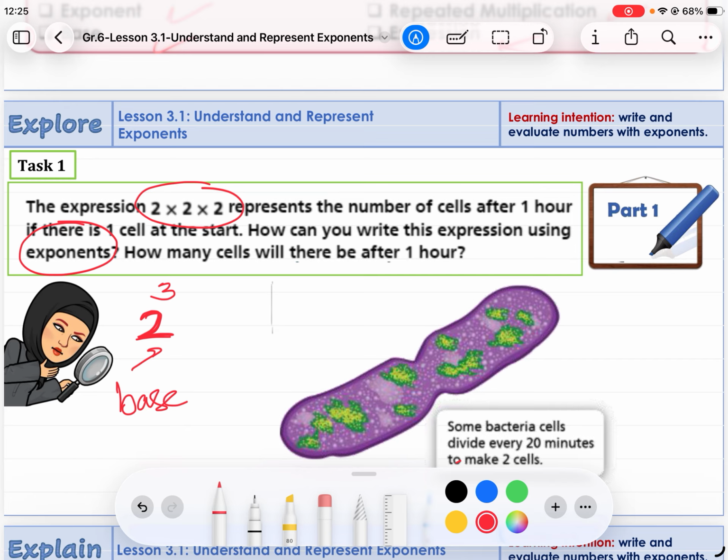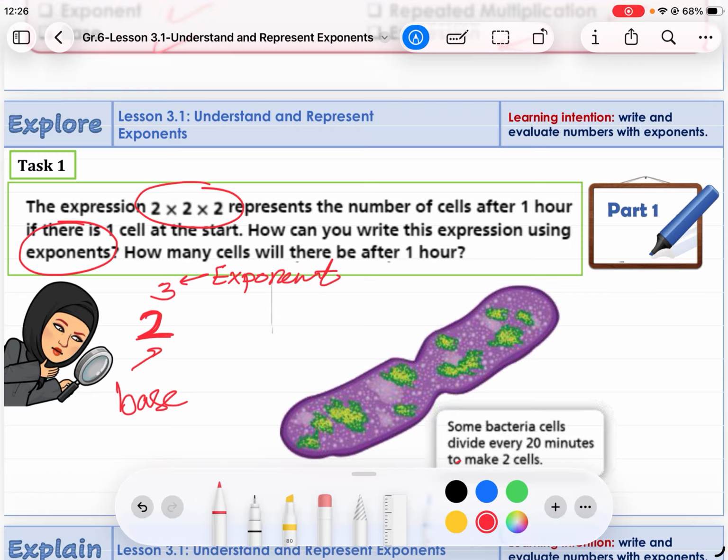2 to the power of 3, or the third power of 2, or 2 cubed. Later on we use it a lot when finding the volume, and 2 squared for area, but that's not the point here. So instead of writing the expression as repeated multiplication, we have a shortcut. We write it using exponents. We say 2 to the power of 3, or the third power of 2, where 2 is my base and the exponent is on top. The exponent tells me how many times the base is being multiplied by itself.